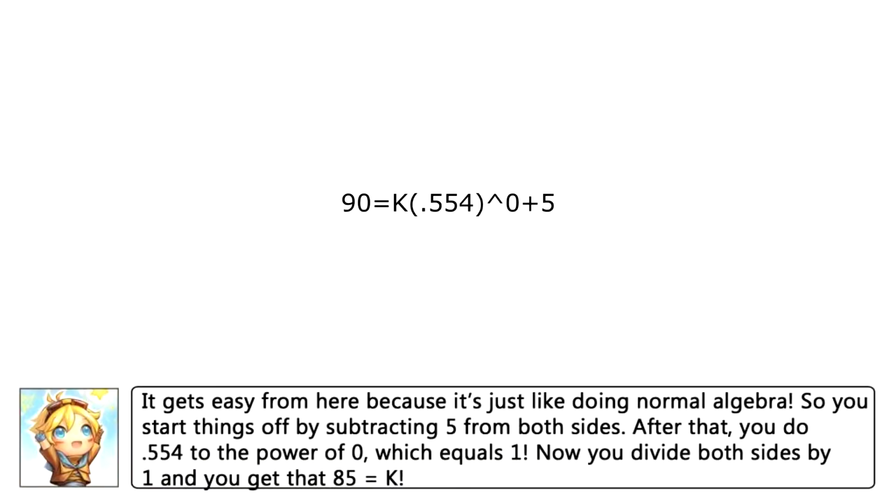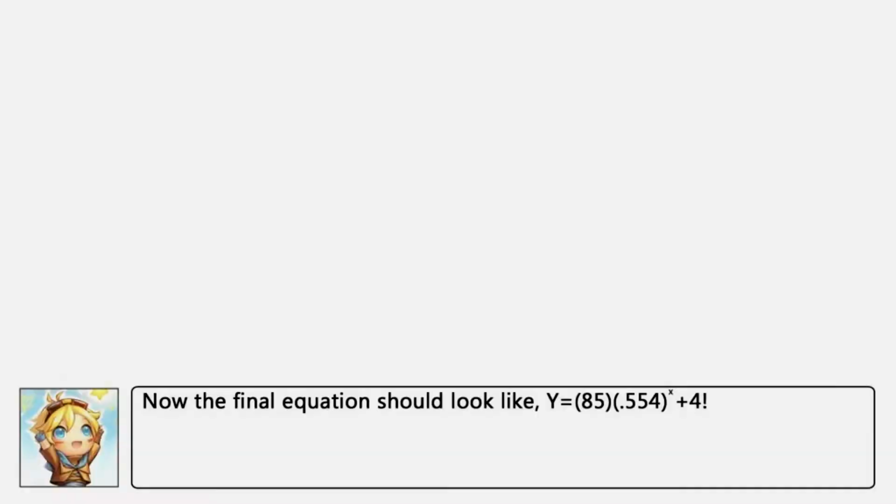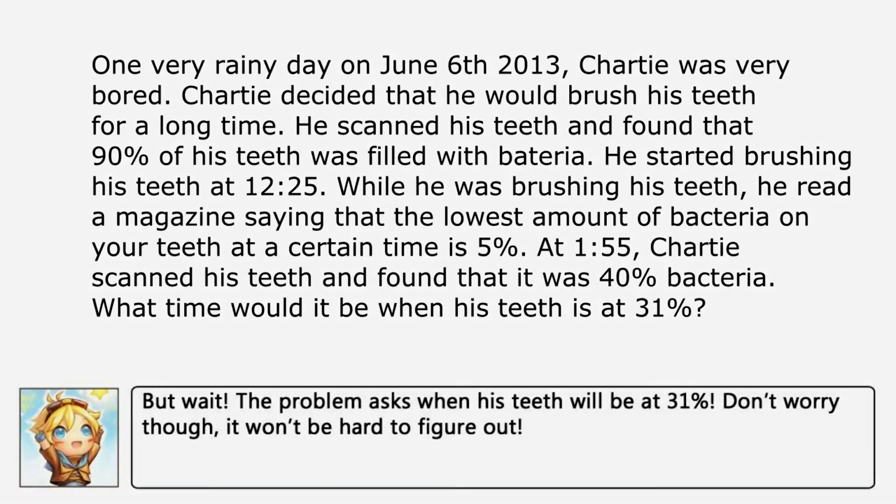It gets easy from here because it's just like doing normal algebra. So you start things off by subtracting 5 from both sides. After that, you do the 0.554 to the power of 0, which equals 1. Now you divide both sides by 1 and you get that 85 equals k. Now the final equation should look like y equals 85 times 0.554 to the power of x plus 5. Another typo. What is wrong? But wait, the problem asks when his teeth will be at 31%.